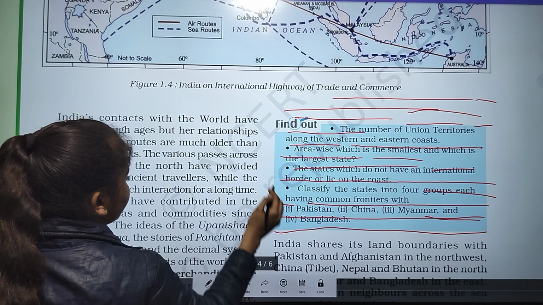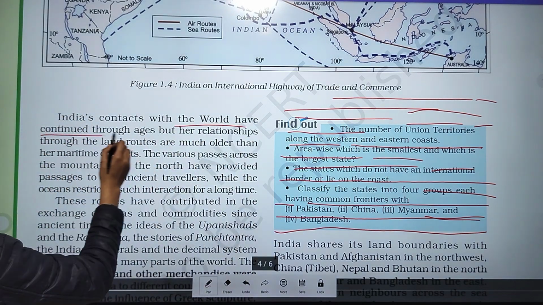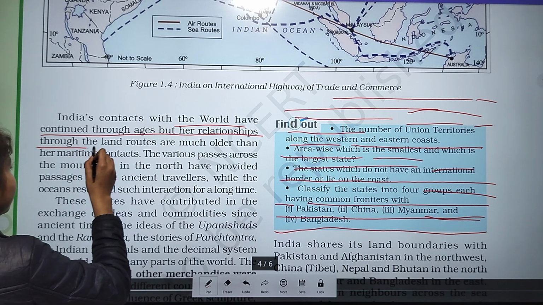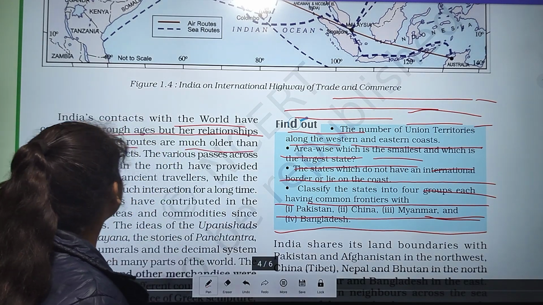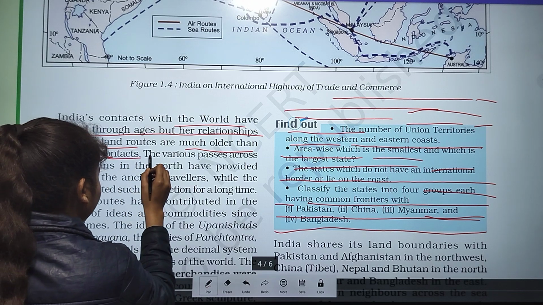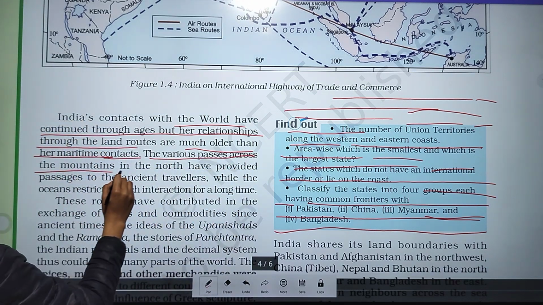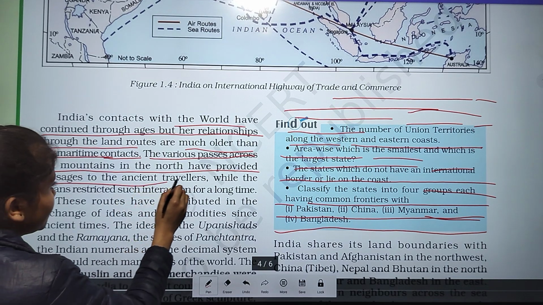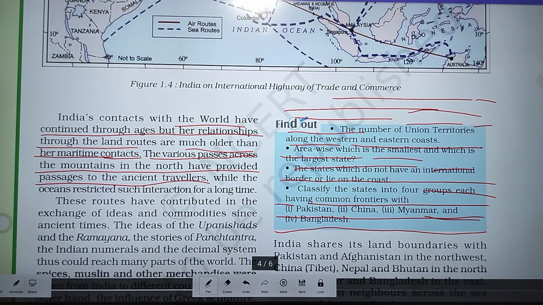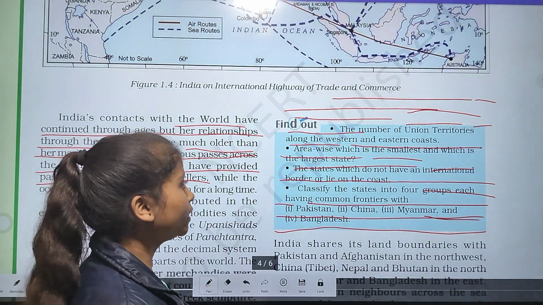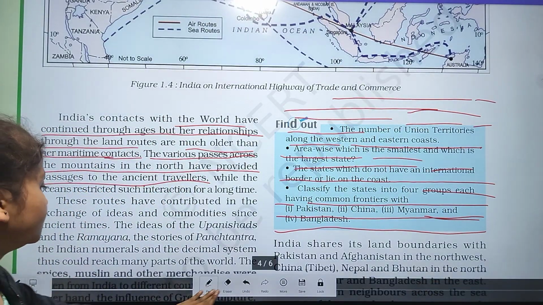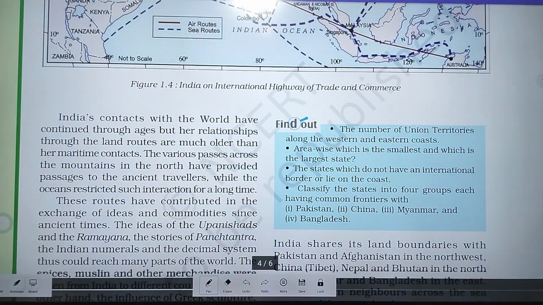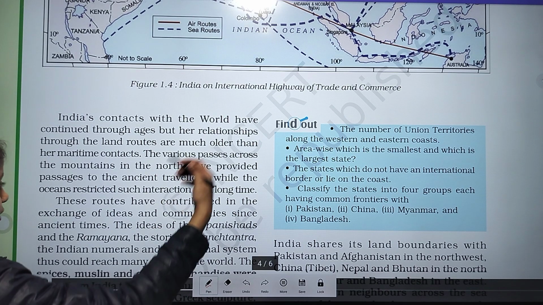India's contacts with the world have continued through the ages, but her relationships through the land routes are much older than her maritime contacts. The various passes across the mountains in the north have provided passage to the ancient traveler. It means there are various passes through the mountains in the north that provided passage to the ancient traveler, in the ancient era.